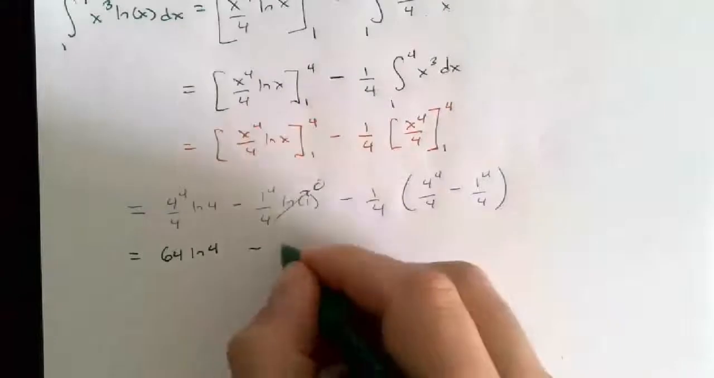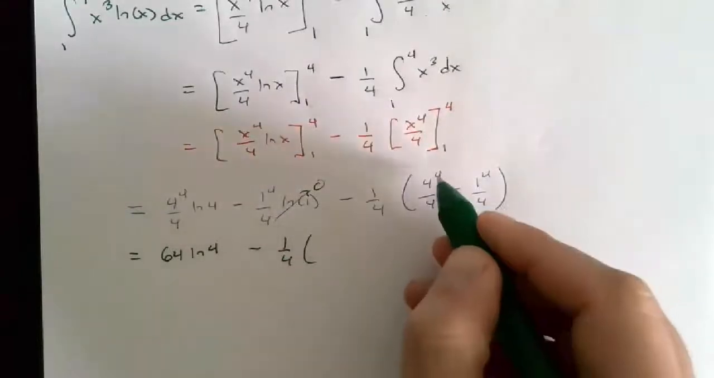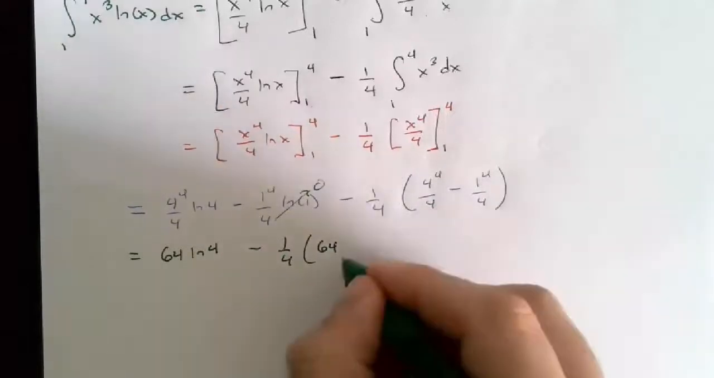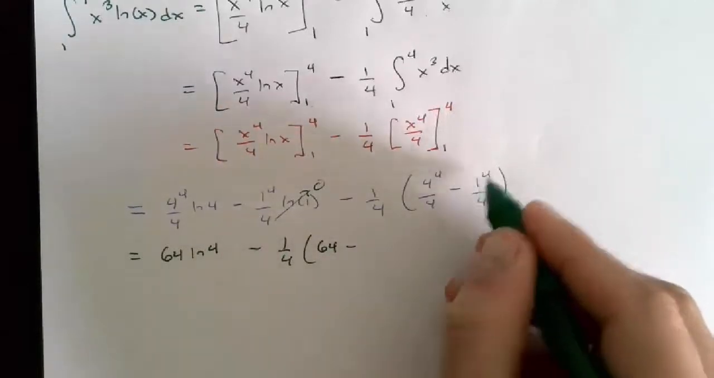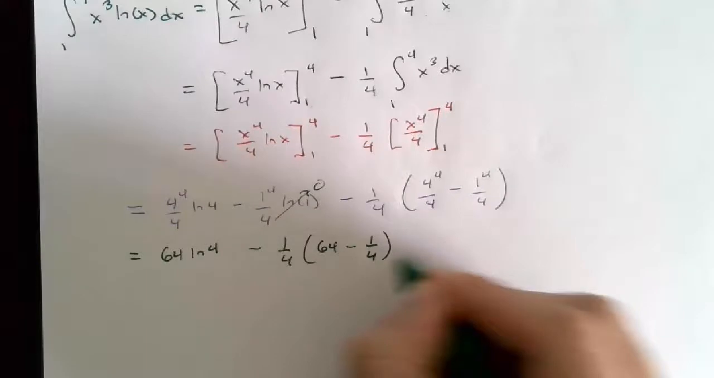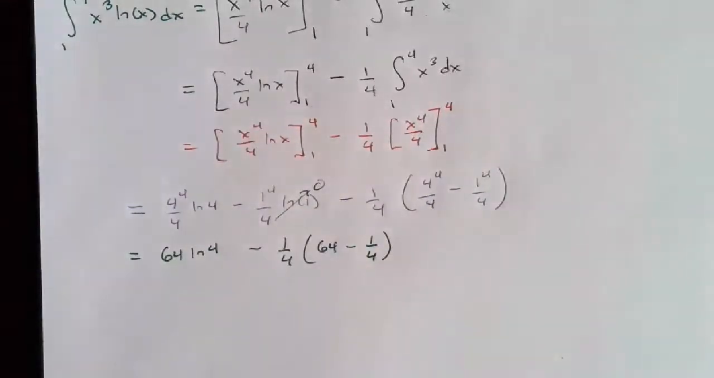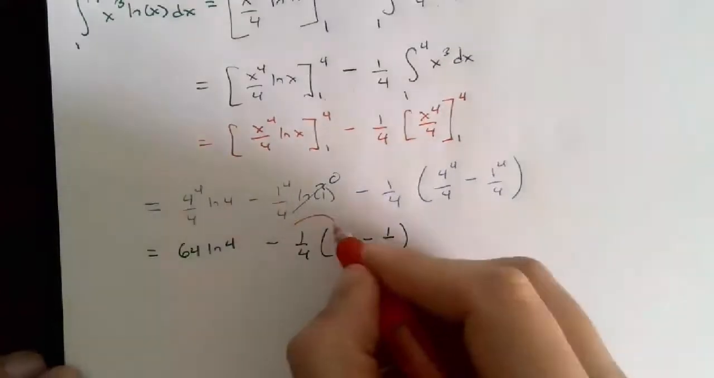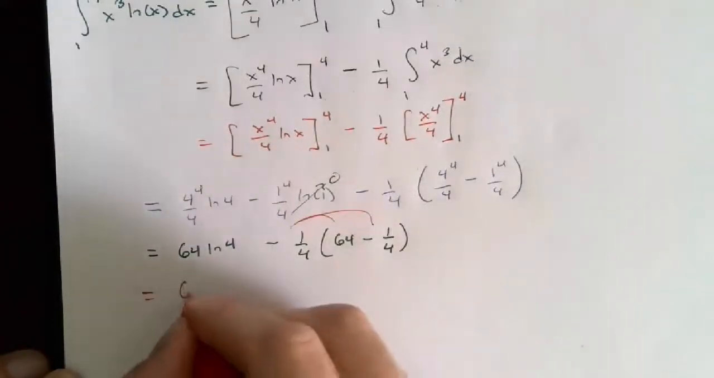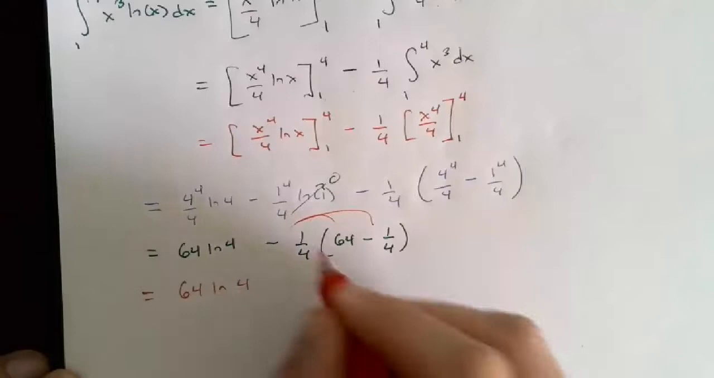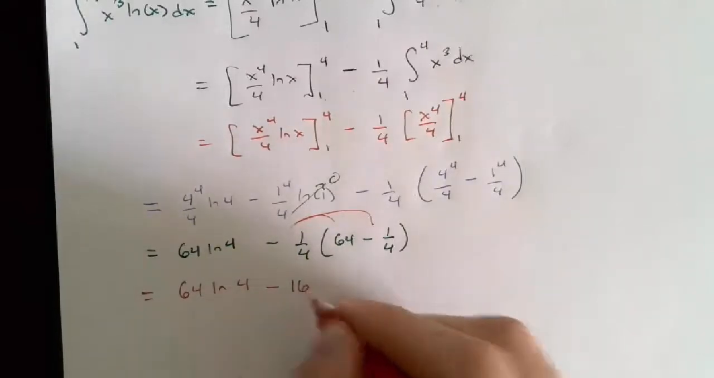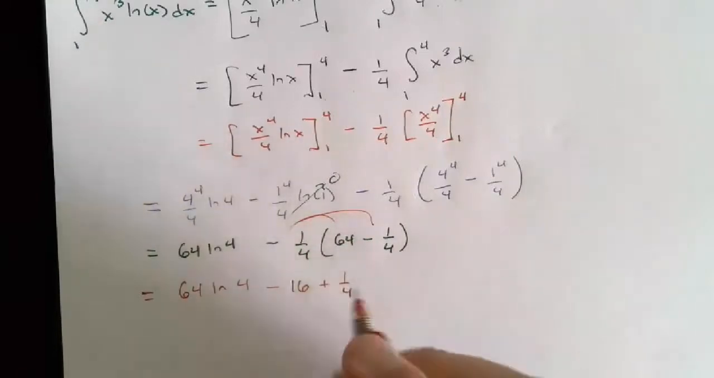Minus, we have 1/4 times inside of here, 4 to the fourth over 4 is really 4 to the third power, which is 64, minus 1 to the fourth over 4. Remember, 1 to the fourth, make sure that's 1 over 4. Don't put a 4 up there. Sometimes people make that mistake. And then we'll distribute this negative 1/4 through. So I have 64 natural log of 4 minus 1/4 times 64 makes us minus 16. Negative times a negative makes us a positive 1/4 at the end here.